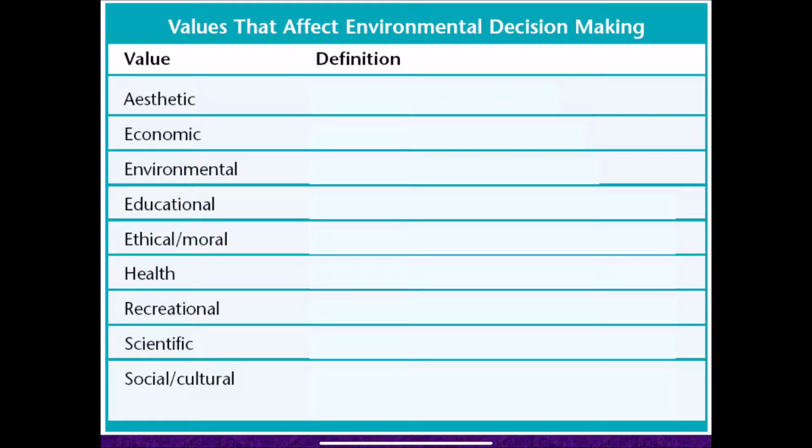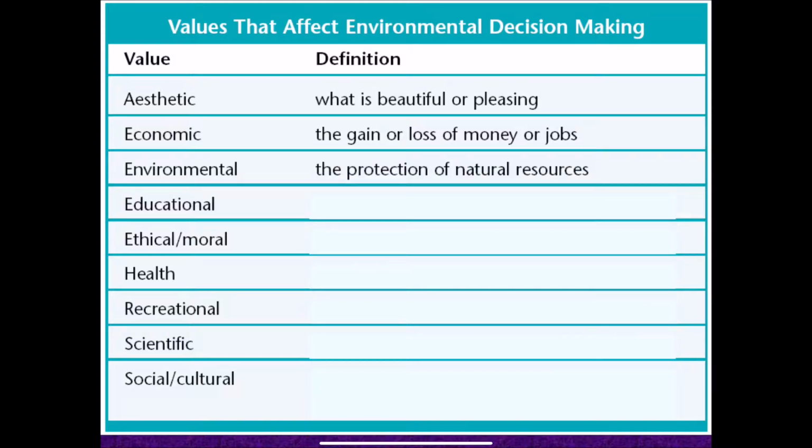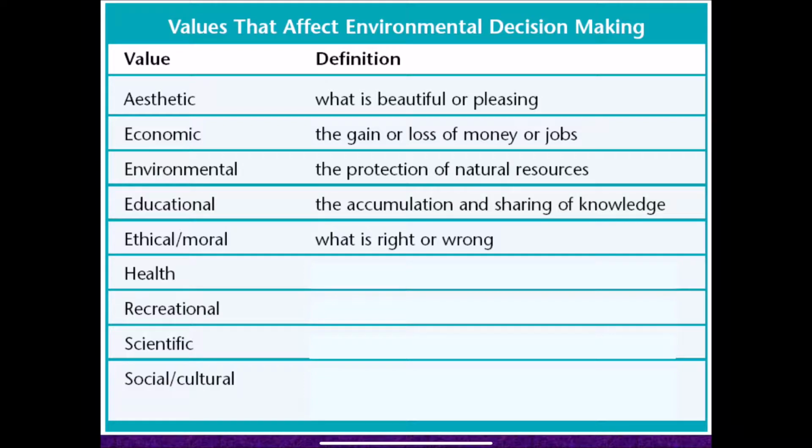These are some of the values that might affect decision making, or these are some of the ones I'm going to be talking about. Aesthetics might be one, for example if you want to protect a forest because it's a beautiful place to be. Economics almost always plays a role in environmental decision making. This has to do with money and jobs. This is environmental science, so we're going to be looking at environmental values, protection of natural resources. There are educational values to consider. There's ethical, moral, whether it's right or wrong.